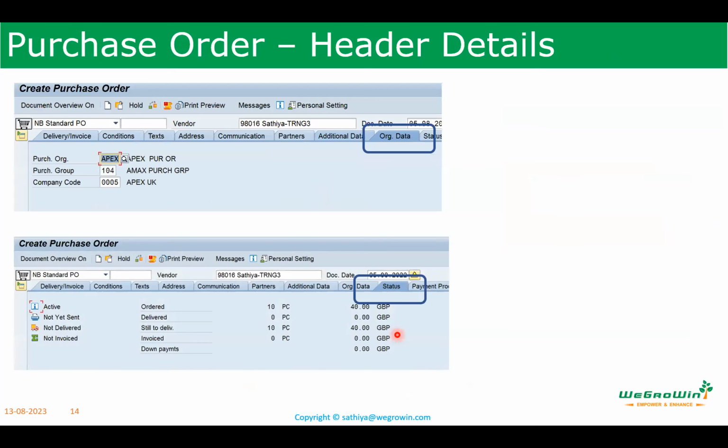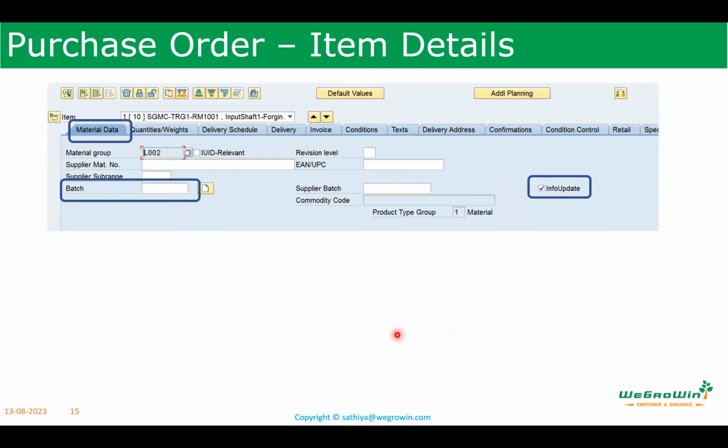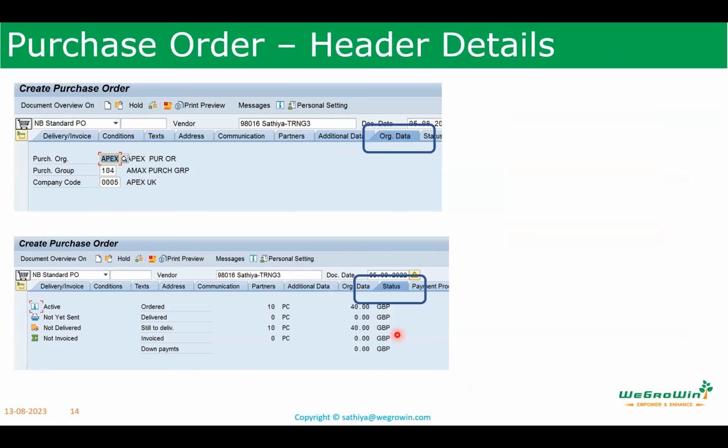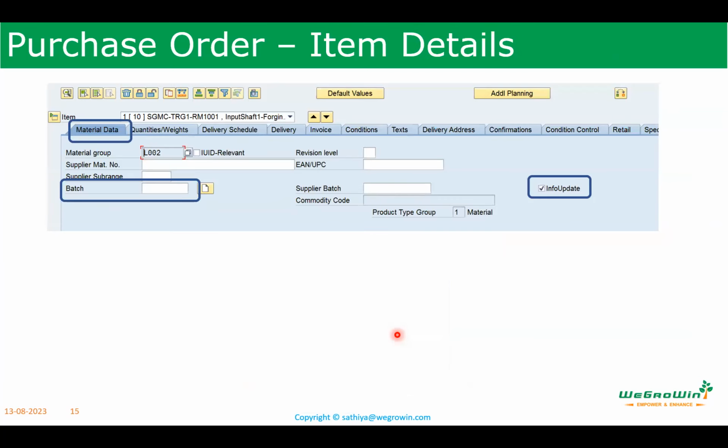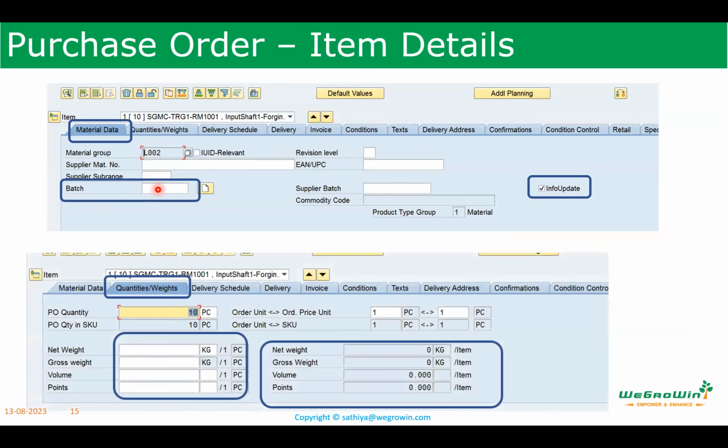Then we have the organization details. We have these other status details, like how much is ordered, how much is delivered, how much is still to be delivered. Those details are available here. And then when I go to the material details, here in the item details, these are other details we discussed so far. Now we are going to the item details where we see the material data, where if there is batch management, the batch will be updated.